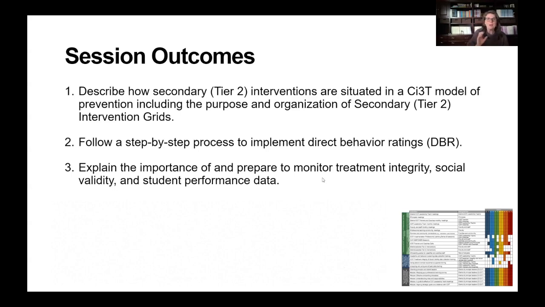Along the way, I especially want you to pay attention to 3 things. Anytime we're doing something extra for kids, we want to make sure we're first assessing social validity before we get started, to see if people are on board with the goals, the procedures, and the outcomes. And then when you put this intervention in place, we need to collect information on treatment integrity, to make sure it is happening as planned, because we really can't draw accurate conclusions about how well any extra intervention is working if we don't have that information. And then third, you have to collect the information on student performance data.